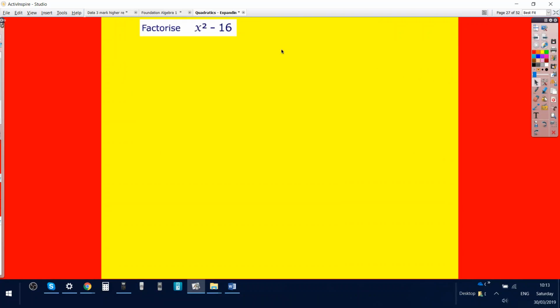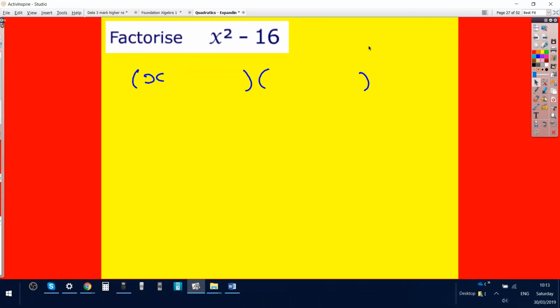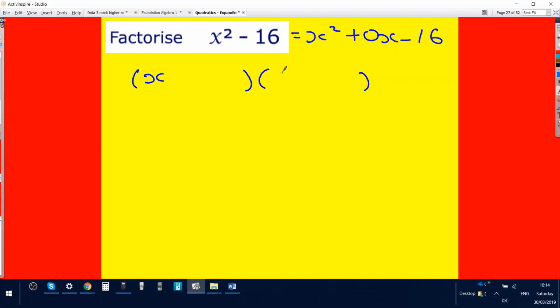Any idea how you do this one? Would you make 2 brackets out of that? So would it be x minus 16 and x minus 16? No. Another way to write that would be x squared plus 0x minus 16. Okay. So would it be a 4 and minus 4? Yeah, one is plus 4, one is minus 4. That's it.